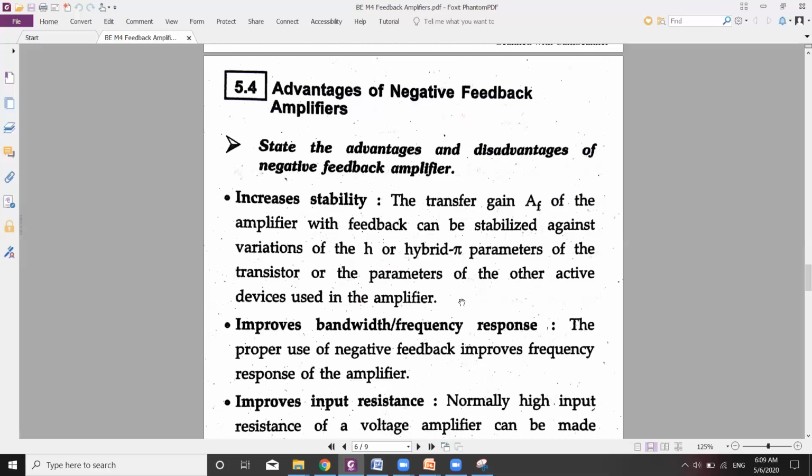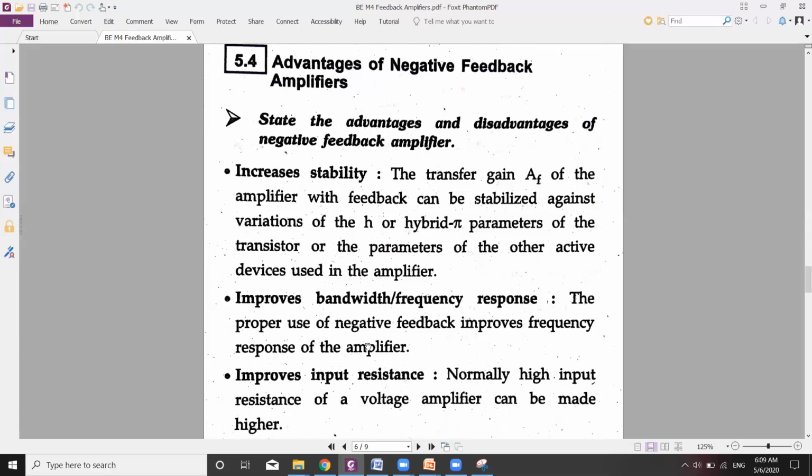The next advantage is that it improves the bandwidth or frequency response. What is bandwidth? Let us put it in a very simple manner. Bandwidth is the difference of two frequencies, F1 minus F2. So what is the meaning of that? It is the range of frequencies for which the circuit or amplifier is working. So improved bandwidth means the operating range of frequencies increases.